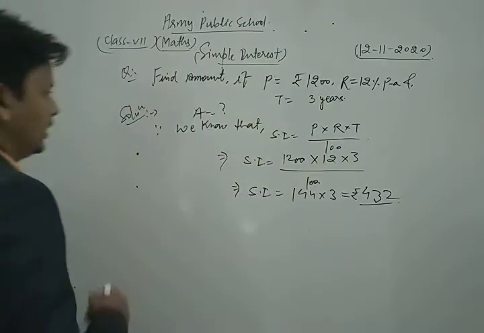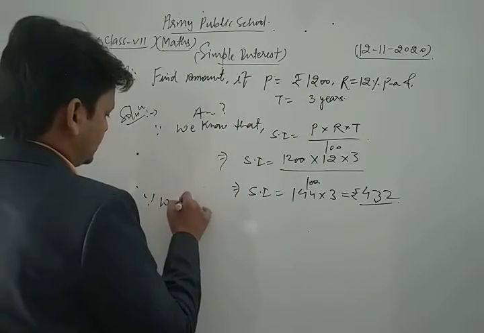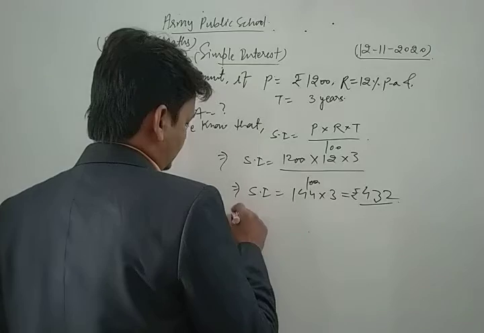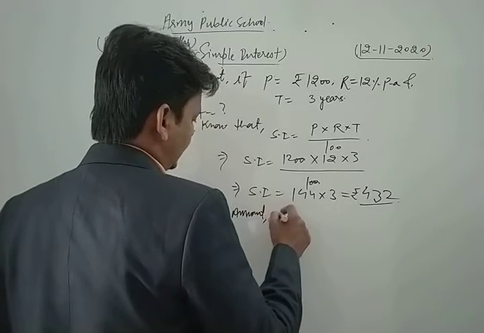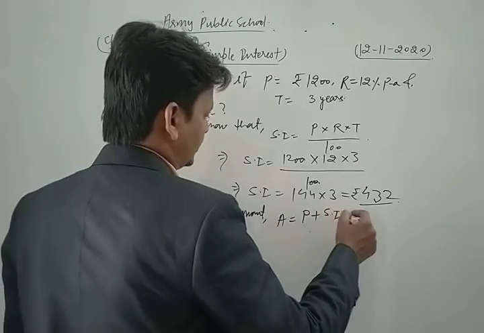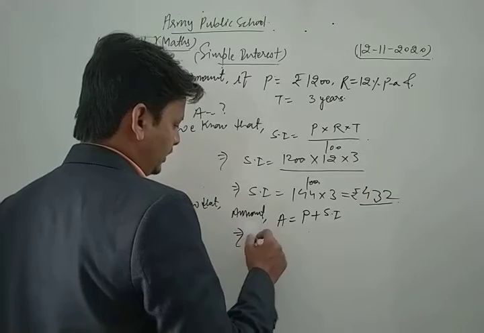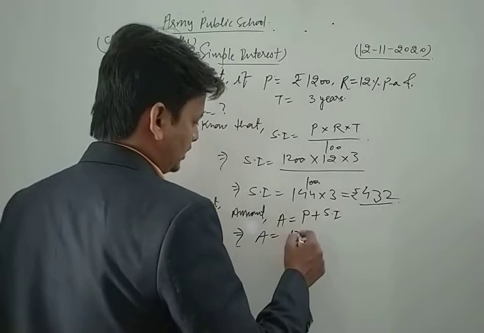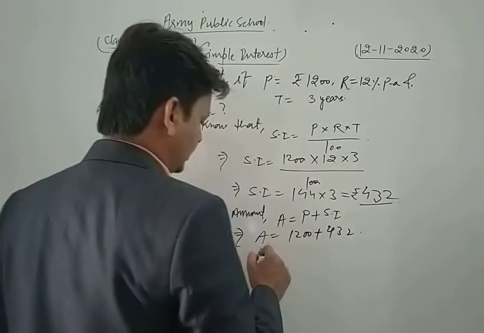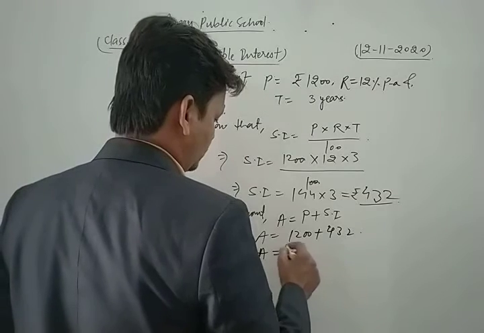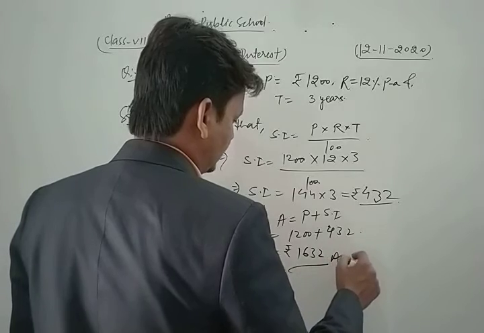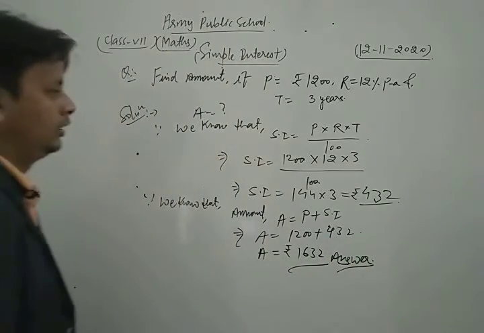Now let's see. Since we know that amount A is equal to principal plus simple interest, now we put the values of P and SI. So we get A is equal to principal value 1200 plus simple interest 432. So we get the amount will be rupees 1632. This is our required solution of the given question.